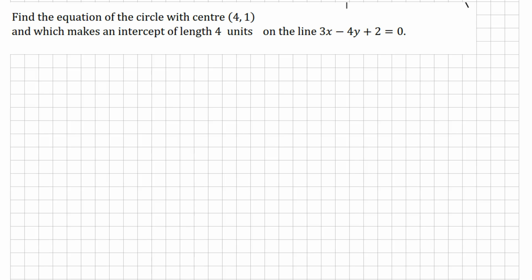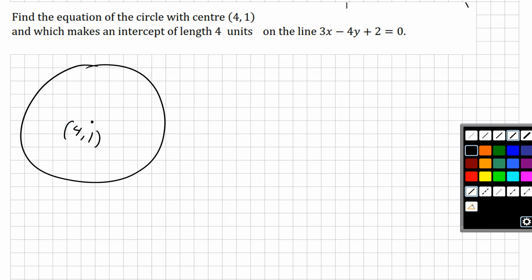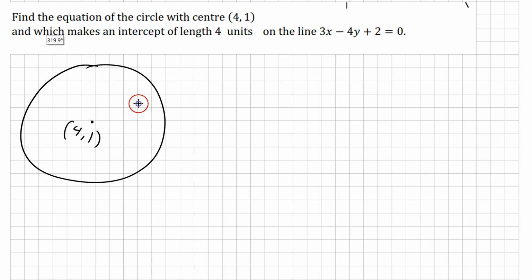Okay, so what we need to do is we'll draw a circle and we'll have a picture of what's going on. So we have (4, 1) as our centre, and then obviously we have a chord. So there's our chord here, because it says it makes an intercept of length 4 units, so that means it must cut the circle in 2 places. So we know that the distance from here to here is 4 units.